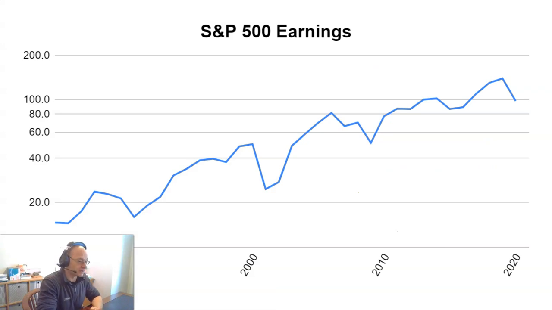So here's a quick chart. This shows the S&P 500's earnings from about the mid-80s until today. And as you can see, they go up and to the right because of inflation and economic growth. But they also wiggle around a lot.